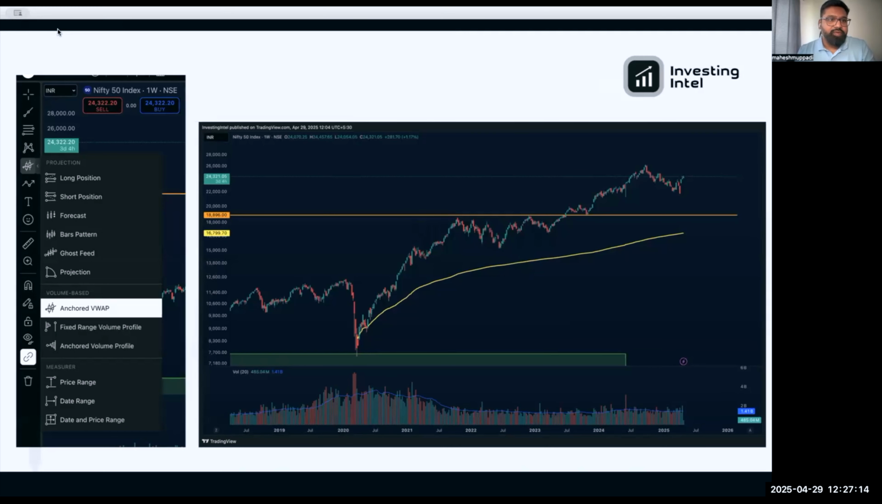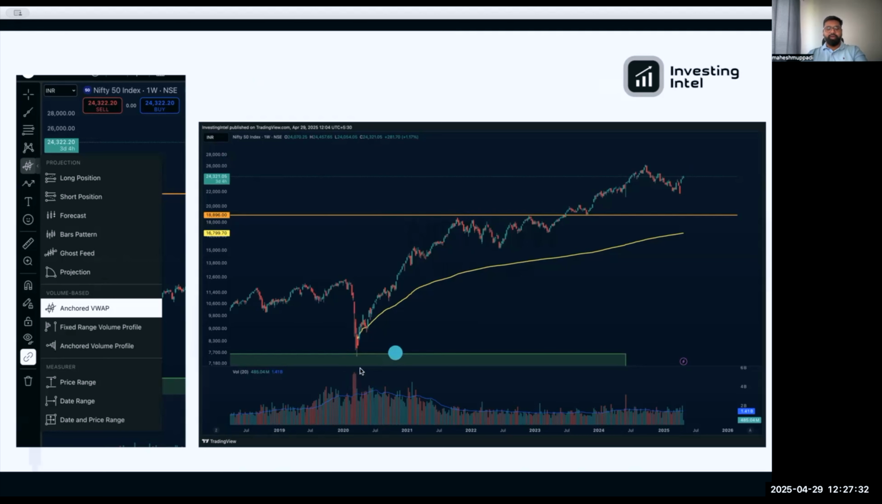So on TradingView, you will see there is a projection tab. On the projection tab, there is an anchored VWAP. You just have to click on the anchored VWAP, and as you can see, I have just applied. You can just point and apply on the chart wherever you want. Okay, I have applied.